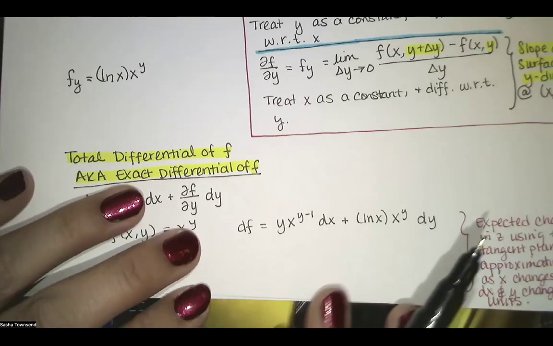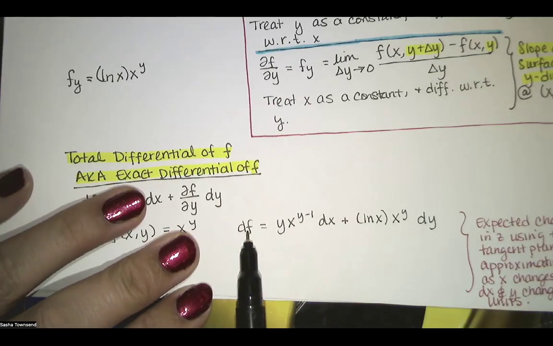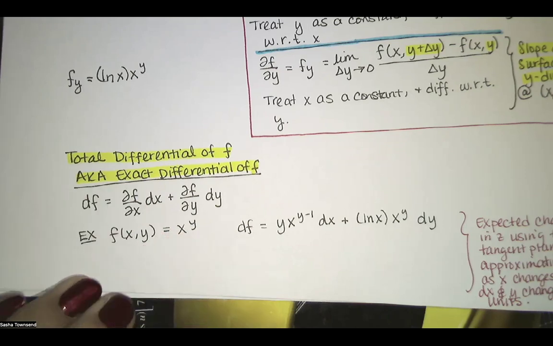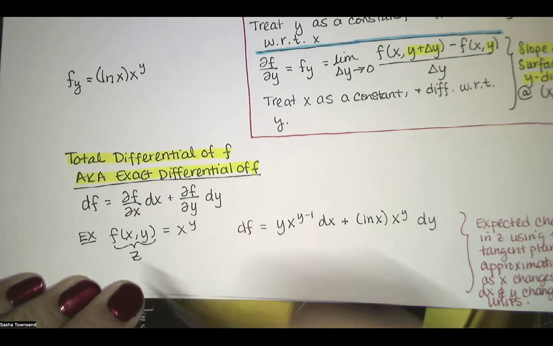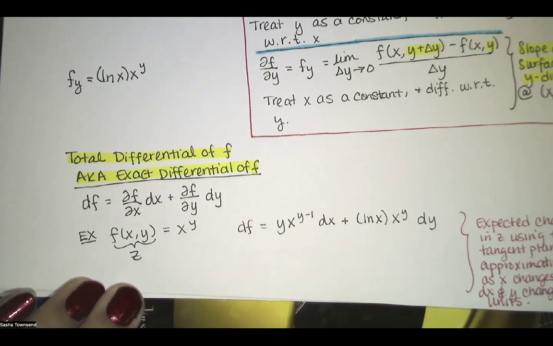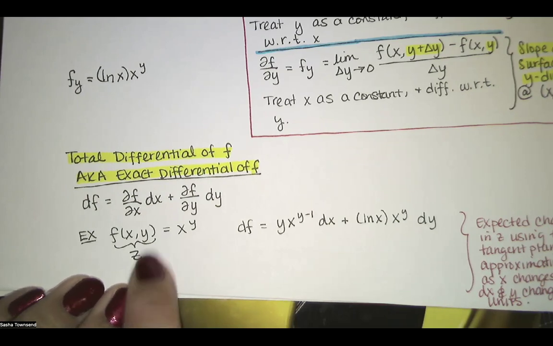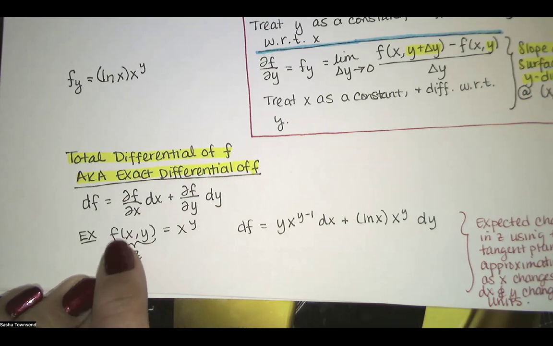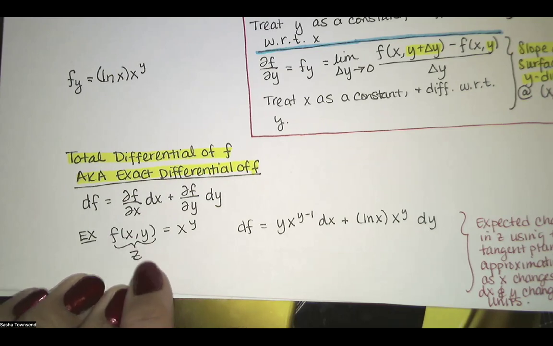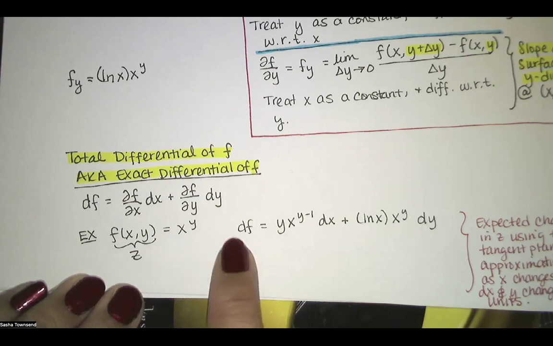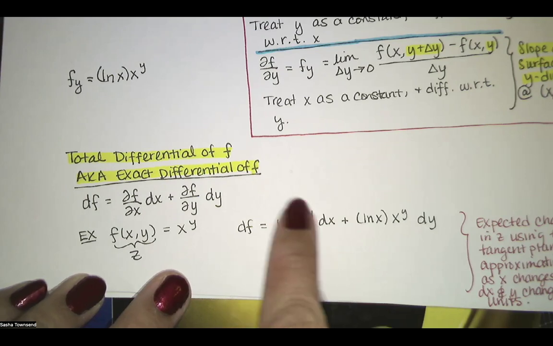Well, the expected change in z, or the expected change in f, which is the same thing. Let's remember z is f of x and y. Z is just the name that we've given for our dependent variable. F is the name of the function. I almost think of z as being like a nickname, and f is sort of the formal name of the function. But we're saying, okay, well, what is the change in f or the change in z if I'm using that tangent plane approximation? Well, it's this expression evaluated at x naught, y naught.